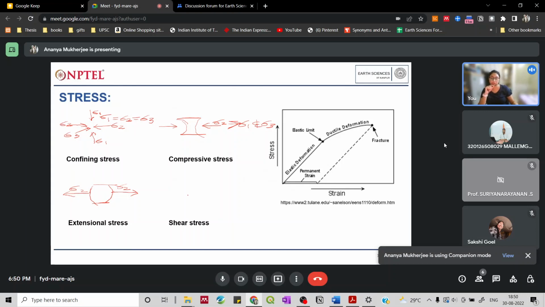Then you have shear stress. Now shear stress is when you have one of the forces acting in this direction and the other force acting in this direction. So it is being pulled apart, but the forces are equal and you will see a bend. So this is a shear stress.